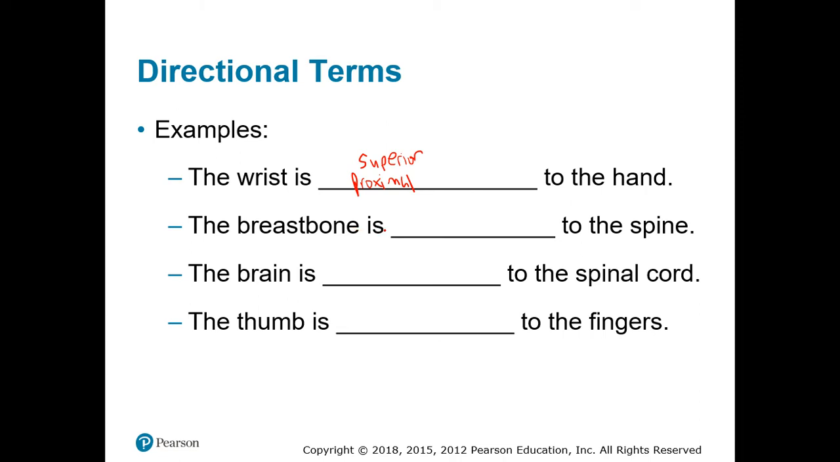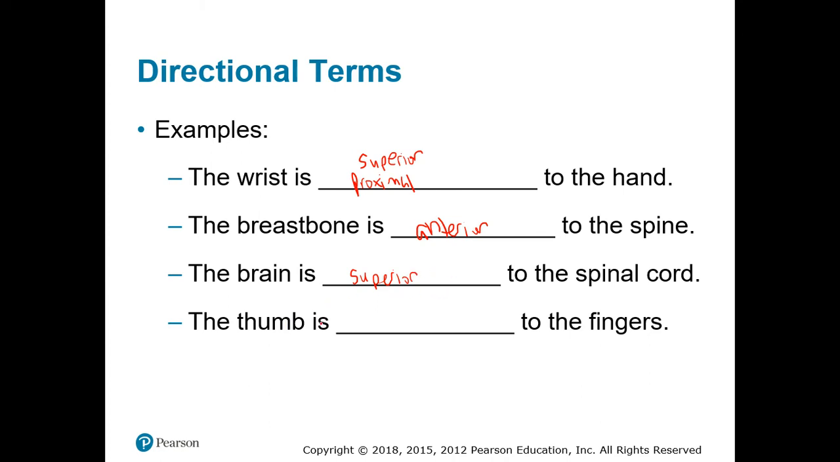Down here, the breastbone is blank to the spine. Remember, this is your sternum. So your sternum is part of the front of your body. So we're going to say anterior to the spine. The next one is your brain. This is located in your skull, and your spinal cord is located in your back. So we can actually say the brain is superior, or above, the spinal cord.